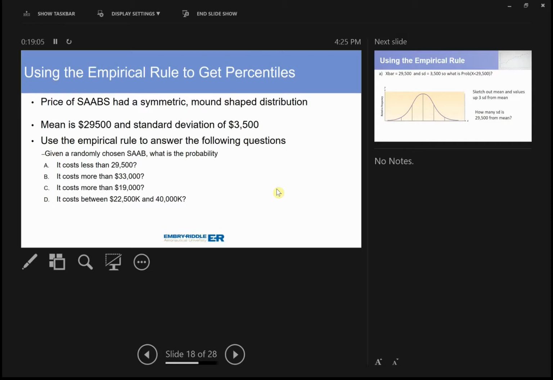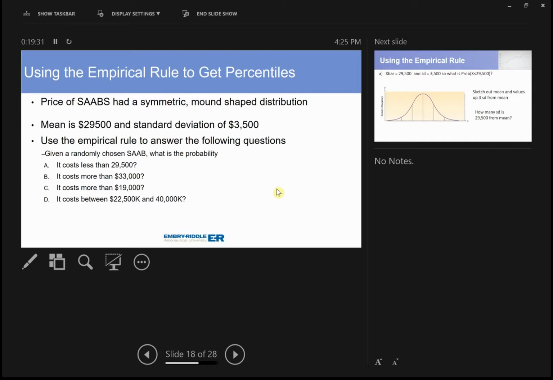Good. What is the probability that I choose a randomly chosen value and the price is more than 33,000? How do I get that? I'll pick on you. So what do you think the answer is? You can kind of work it out. You don't have to know.